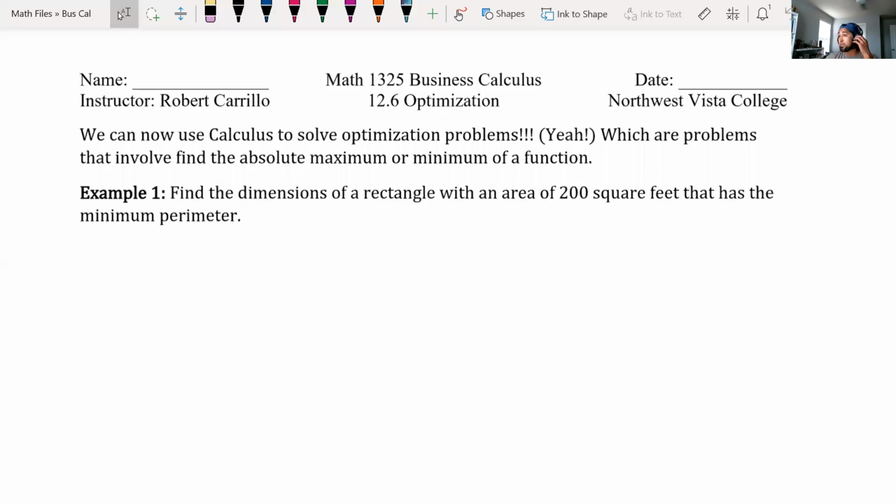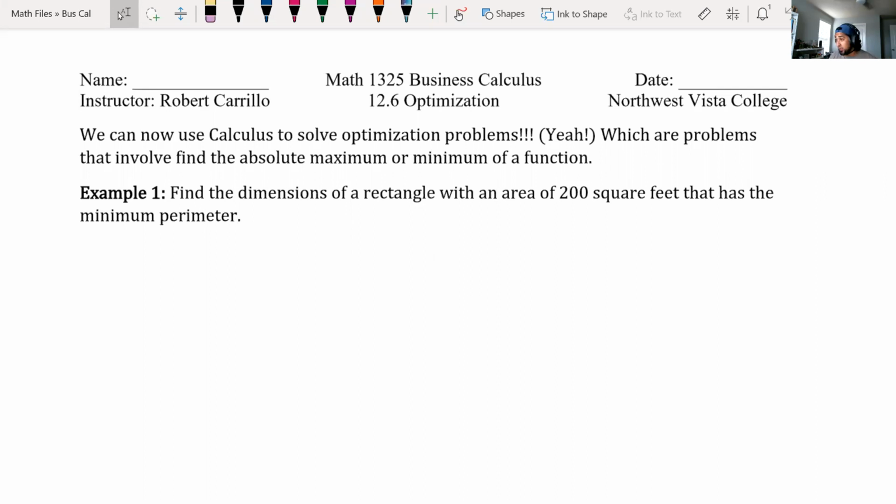Today we have optimization. For calculus, I say everything's a fancy word. Optimization is a fancy word for finding maximums and minimums of an application. If we want to maximize or minimize something, we say we're going to optimize it. So if you ever see the word optimize, that just means find a maximum or find a minimum. And we know how to do that.